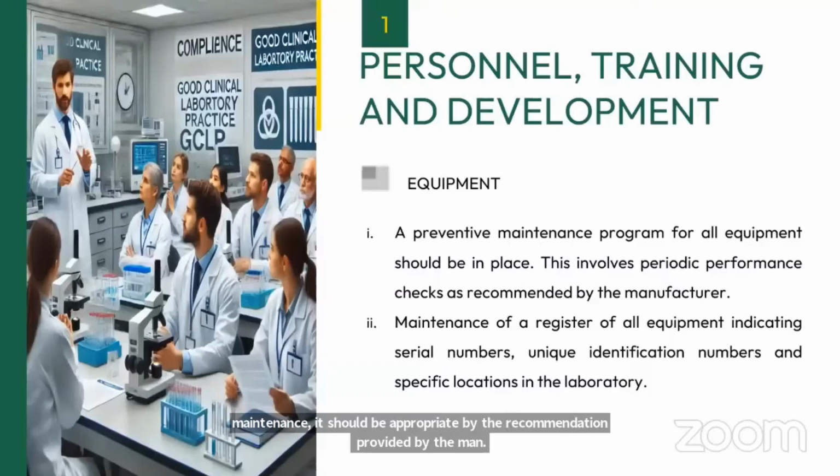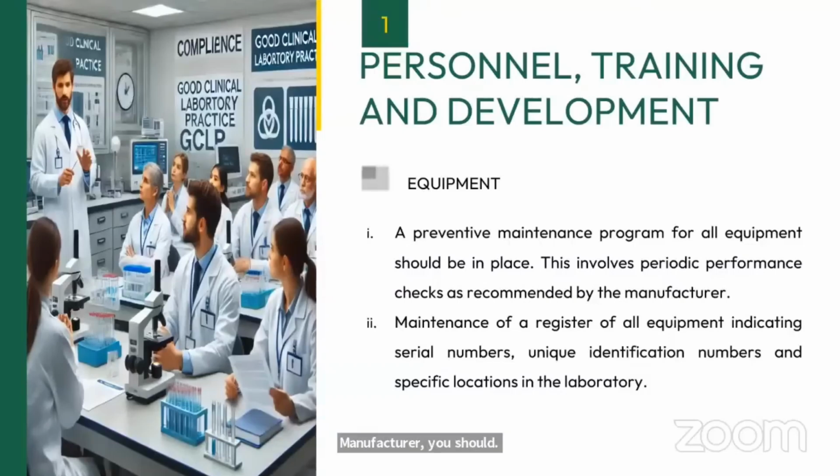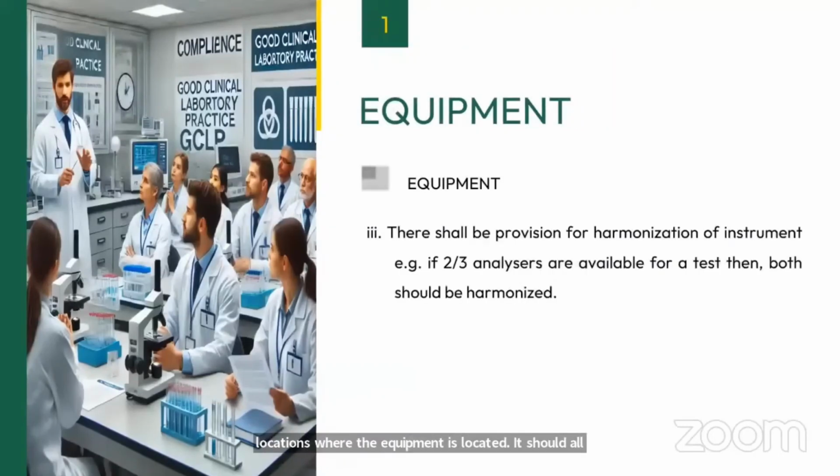You should maintain a register where the serial numbers of the equipment, unique identification numbers, and locations where the equipment is located. It should all be recorded in your equipment register.